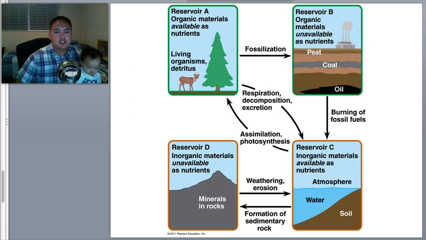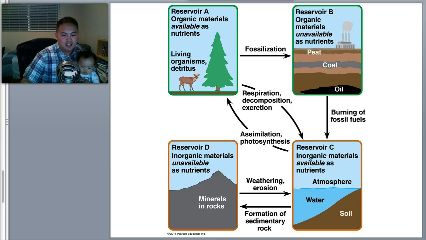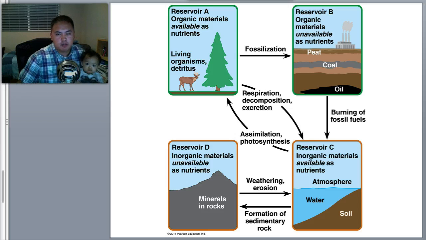So here is an example of how different things travel through the system. We're going to skip over through this, but these are examples of what we were talking about, organic and inorganic materials. Think about this one, reservoir A. Organic materials are available as nutrients, and we have living organisms and detritus that use that. Another example, think of another ecosystem, reservoir B. This is an example of organic materials that are not available as nutrients.